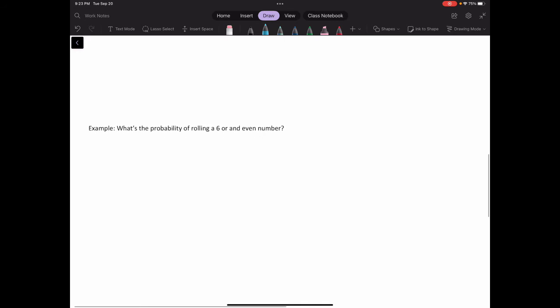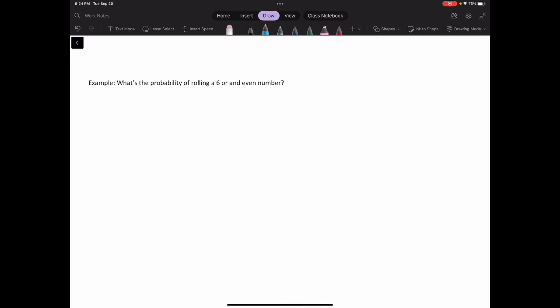All right, some more examples here. What's the probability of rolling a 6 or an even number? Let's start off with our event A being that we roll a 6, and our event B being that we get an even number. Remember when it comes to rolling a single die?